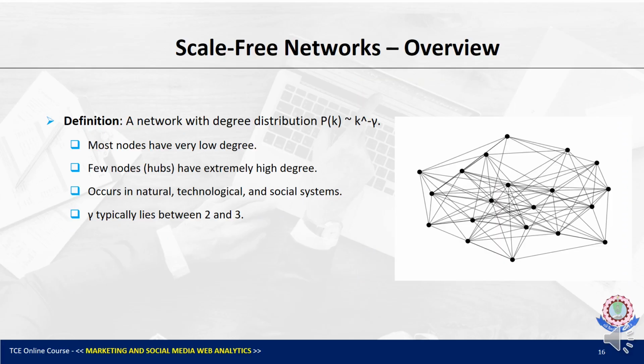Scale-free networks. A scale-free network's degree distribution follows the power law, P(k) ~ k^(-τ). This means many nodes have very few connections, while a few nodes have a massive number of connections. This structure appears across social, biological and technological systems.